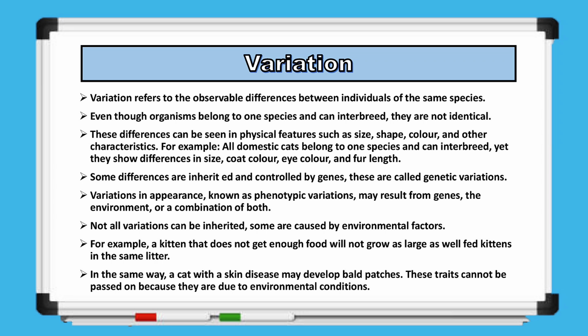It is also important to understand that not all variations are inherited. Some differences are caused only by environmental factors. For instance, a kitten that does not receive enough food will not grow as large as other well-fed kittens from the same litter. Similarly, a cat that develops a skin disease may have bald patches. These types of traits are not passed on to the next generation because they are caused by environmental conditions, not by genes.